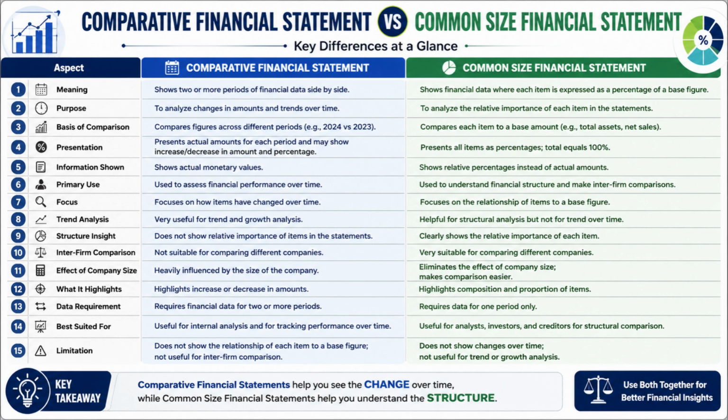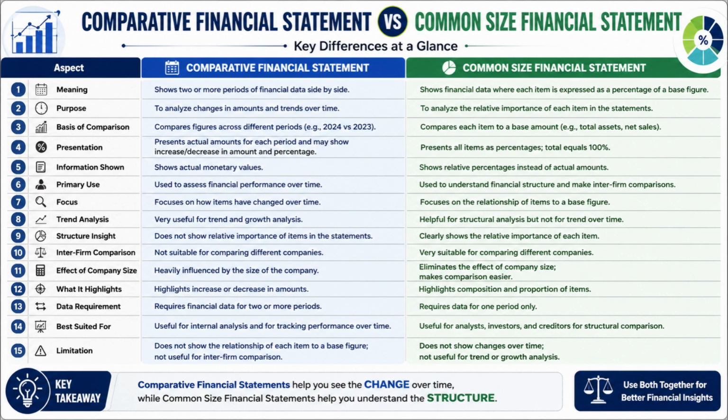Number 1. Comparative financial statement shows financial information of multiple periods side by side, whereas common size financial statement shows all items in percentage form of a common base. Number 2. Comparative financial statement is mainly used to analyze changes over time, whereas common size financial statement is used to analyze the relative importance of each item.